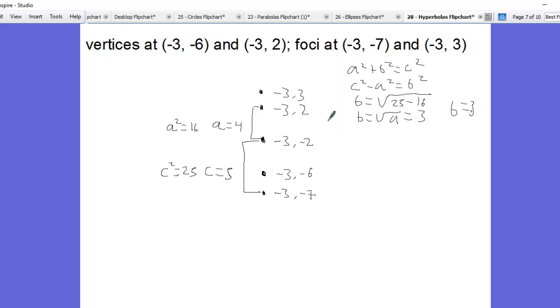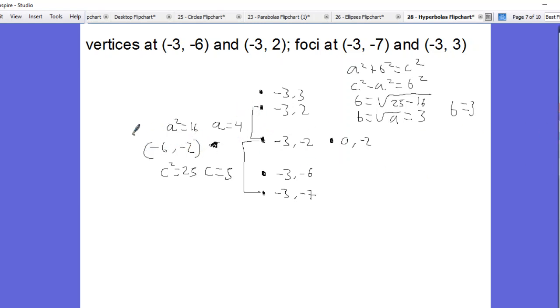So actually, our covertices will be at plus or minus 3. That'll be at 0, -2 and -6, -2. These will be the locations of the covertices.